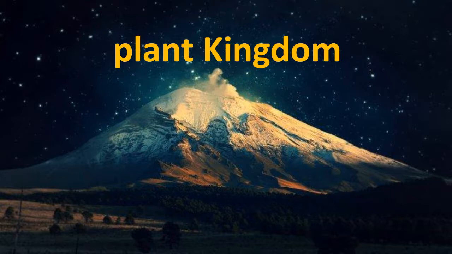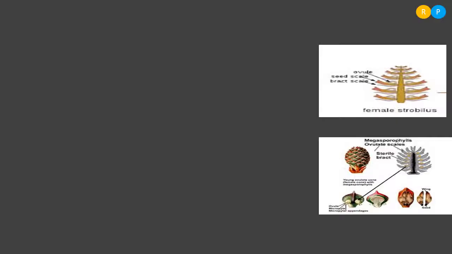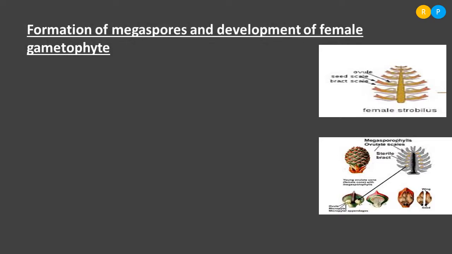In this video, let us study some of the characteristic features of gymnosperms. Yes, children, in our last video, we studied the structure of the male cone, and also there we understood how the microspore formation takes place within the male cone. And in today's class, we are studying the formation of megaspores and development of the female gametophyte.